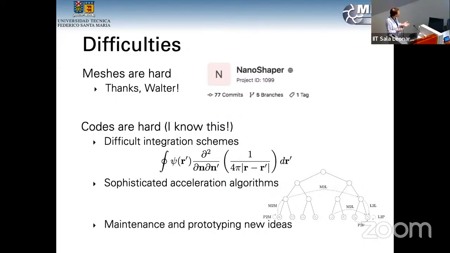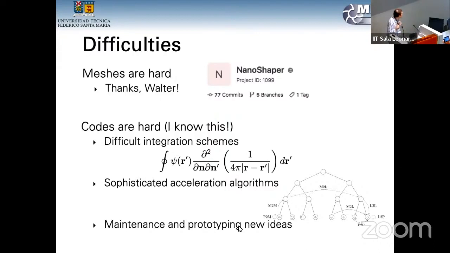And the code is hard. You have difficult integration schemes, and not in the formulation that I showed you before, but in general, you might get hypersingular integrals, which are hard. The matrices that you generate are dense, so every element of the matrix is important, and to accelerate that, you need some sophisticated acceleration algorithms, such as the fast multipole method, tree code, pre-corrected FFT, and whatnot.